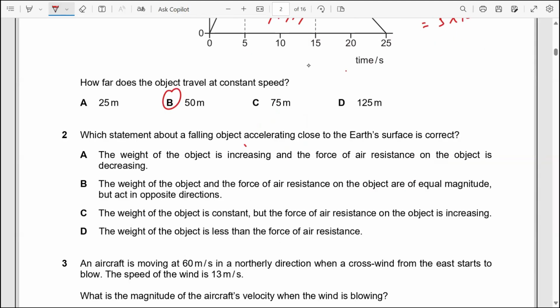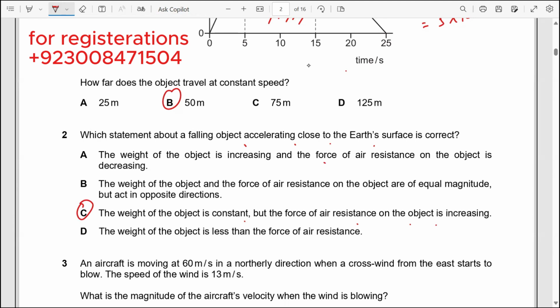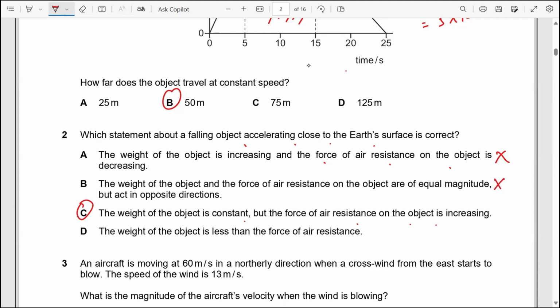Which statement about a falling object accelerating close to Earth's surface is correct? If an object is falling near the Earth, the weight of the object is constant, but the force of air resistance on the object is increasing, right? Weight will stay constant, but when it travels in air, air resistance will keep increasing. The weight of the object is increasing and the force of air resistance is decreasing? No. The weight of the object and the force of air resistance are equal in magnitude? No, that doesn't happen, air resistance increases gradually. So the answer is C.